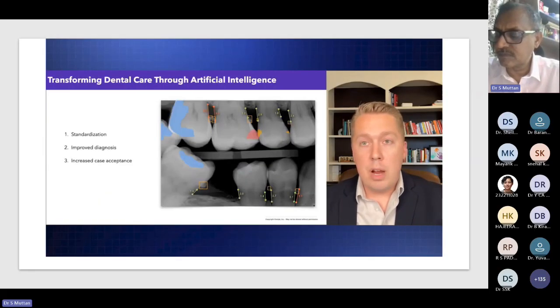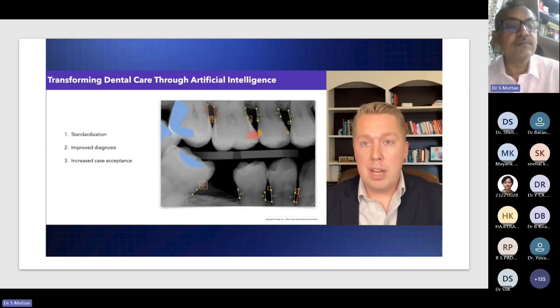So these are the three areas where artificial intelligence is really poised to help you in your practices. Number one being standardization among your clinical providers. Number two being improving your diagnosis. And number three, increasing the case acceptance in your practice.